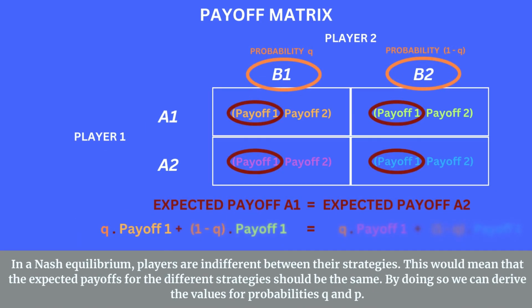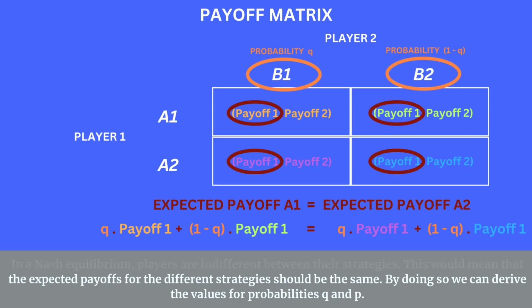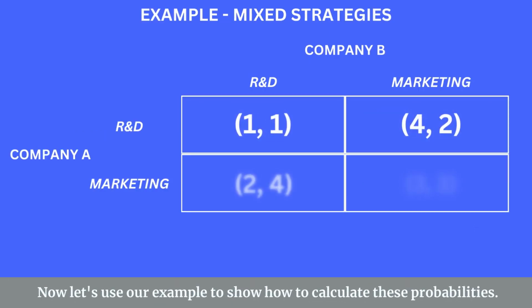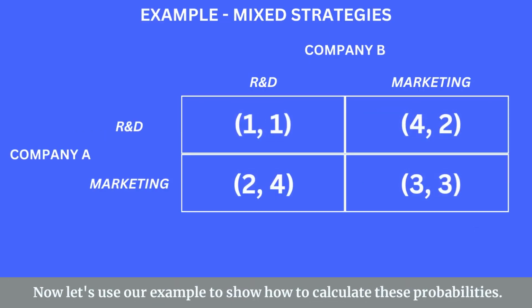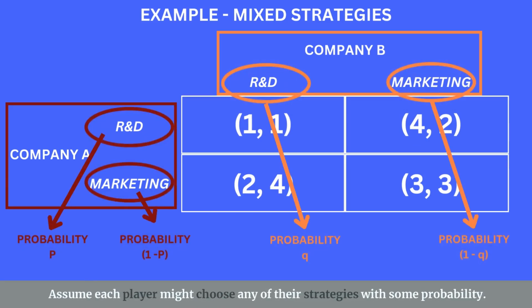In a Nash equilibrium, players are indifferent between their strategies. This would mean that the expected payoffs for the different strategies should be the same. By doing so, we can derive the values for probabilities Q and P. Now let's use our example to show how to calculate these probabilities. Assume each player might choose any of their strategies with some probability.